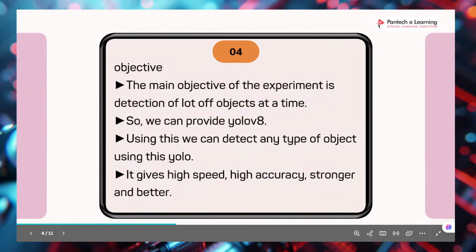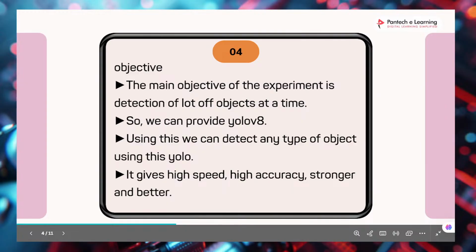The main objective of the experiment is detection of a lot of objects at the same time, and we can provide YOLO V8. Still we have version 8, and there is a version 10, so we will reach version 10. In my code I have to change it; the presentation is not changed. I tried V10 also, but it is not fulfilled because some updates are needed for version 10. We have to check.